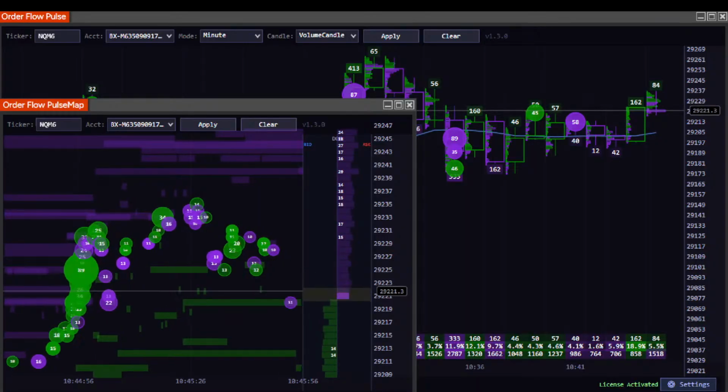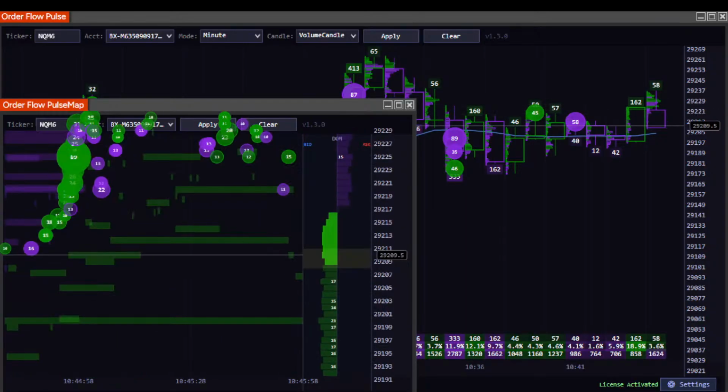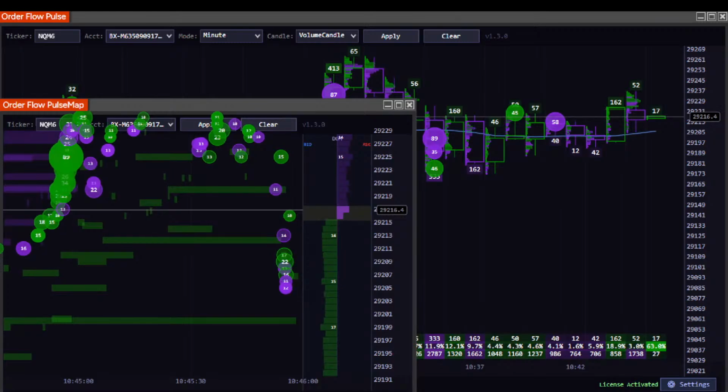Yeah, you just don't need lagging indicators to tell you when to get in and out of the market.